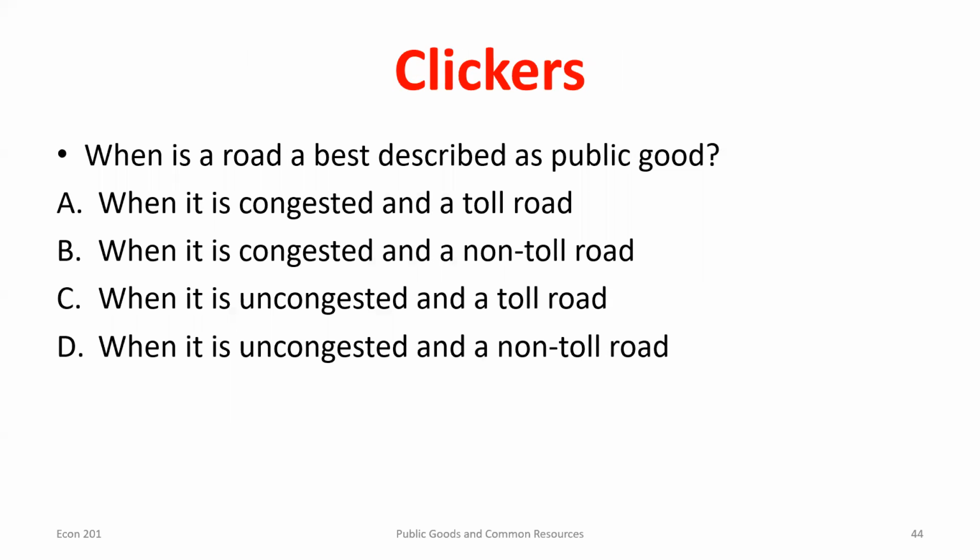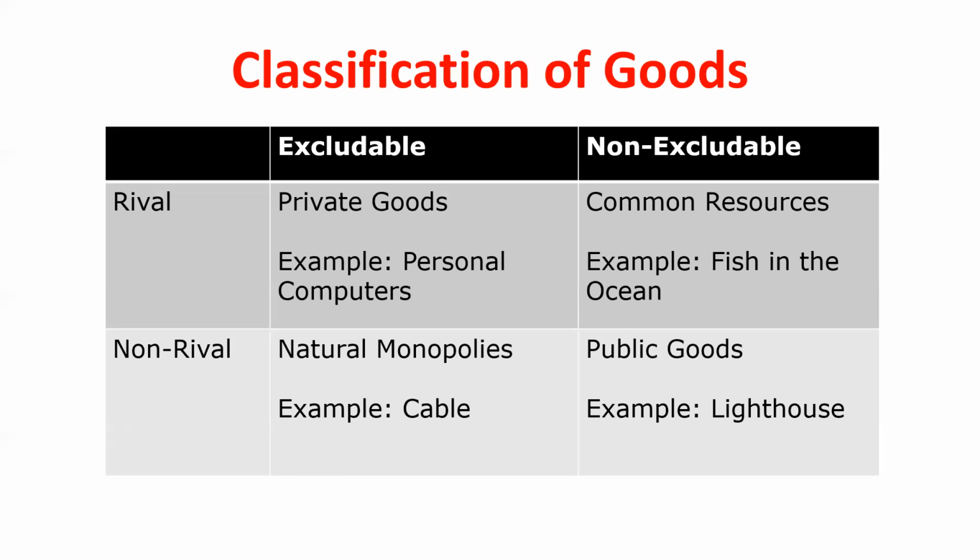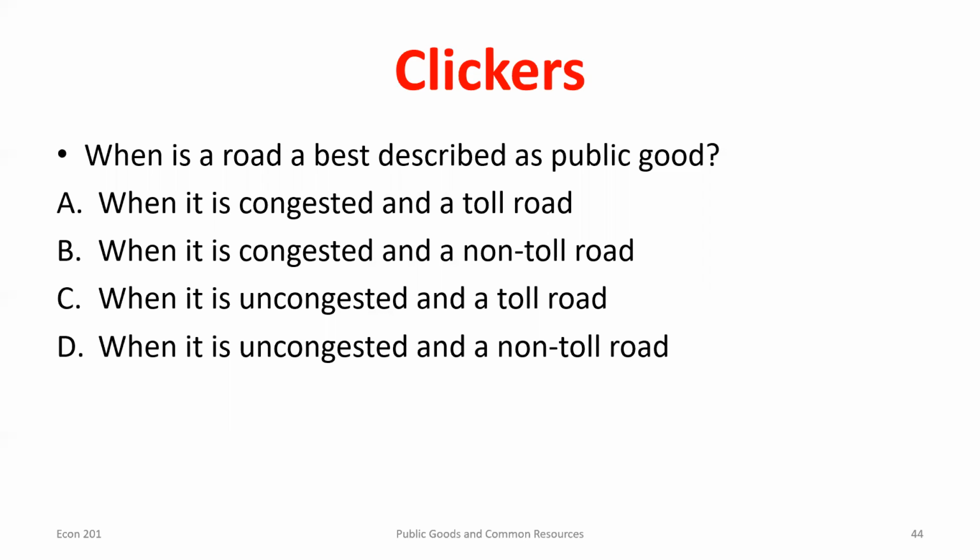We won't use these for clickers, but these would be good to go back to and understand what the differences are here. So let's assume that we had a road. We're thinking about a highway. Which one would best describe a public good? If we go back, public goods are non-rival and non-excludable. These are usually things that the government provides, that are made to be used by everyone. So if we had a road, how could it be non-rival and non-excludable?